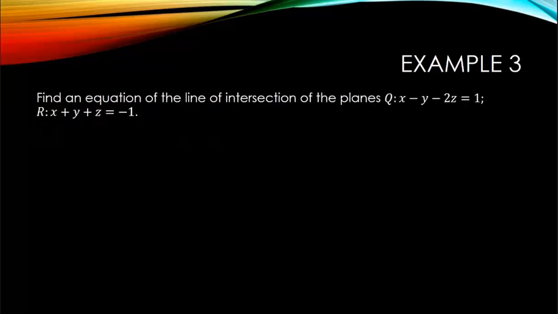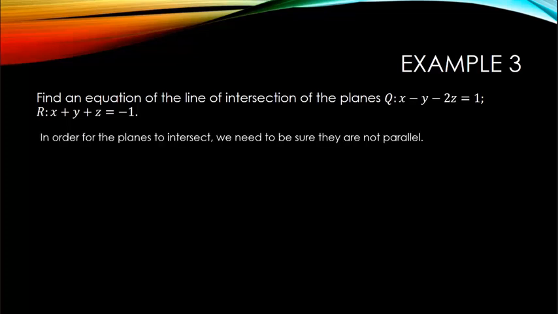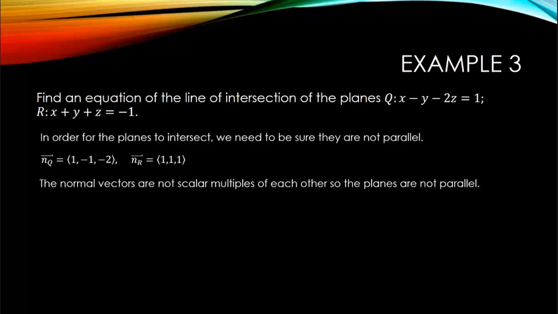I want to find an equation of the line of intersection of the two planes Q given by the equation x minus y minus 2z is equal to 1 and the plane R given by the equation x plus y plus z is equal to -1. In order for the planes to intersect, I need to be sure they're not parallel before I do anything else. So I'm going to look at my normal vectors. N sub q has the components 1, -1, -2, and n sub r has the components 1, 1, 1. The normal vectors are not scalar multiples of each other, so I know that my planes are not parallel.